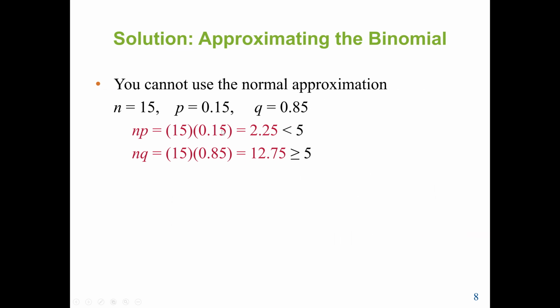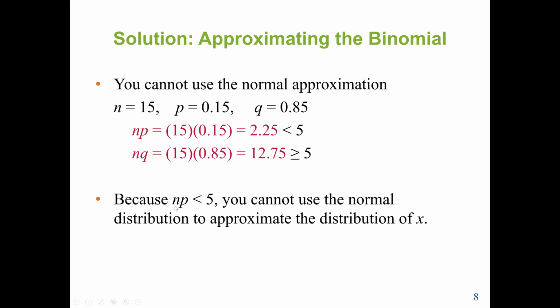And also 15% didn't make a New Year resolution, so p is 0.15. So in this case, q will be 0.85. So np will give us 15 times 0.15, which is 2.25, less than 5. And also nq is 15 times 0.85, which is 12.75, greater than or equal to 5.